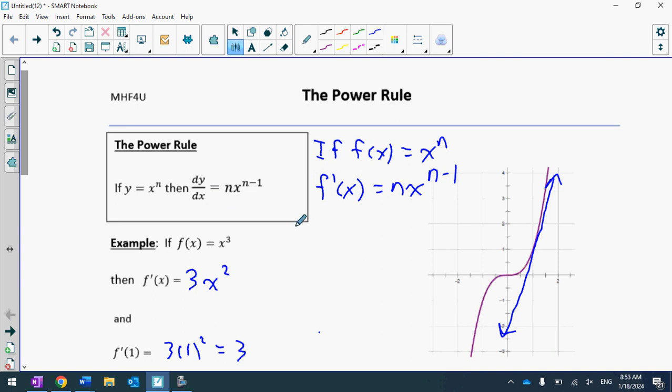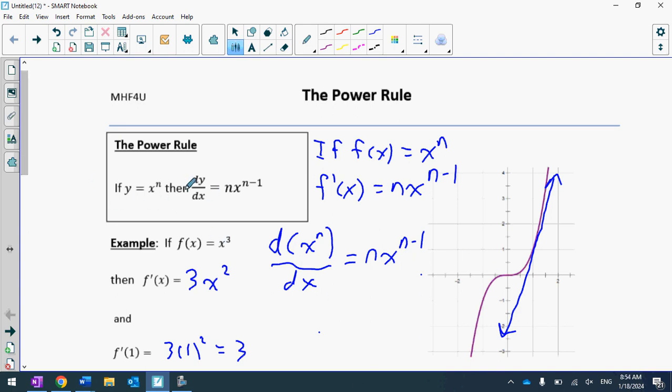We could just say something like the following. The derivative of x to the power of n with respect to x is just equal to n times x to the power of n minus 1. So there it is, all just in one line as well.